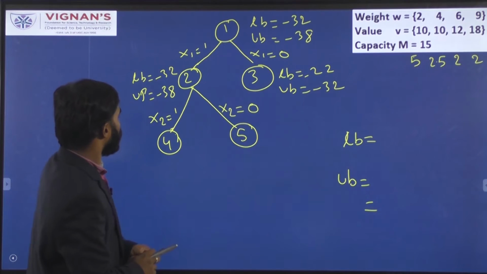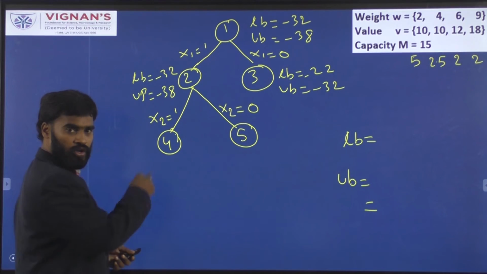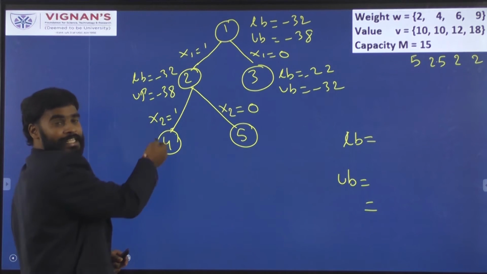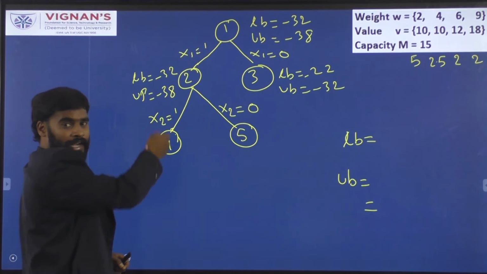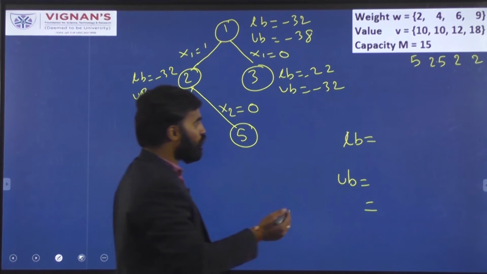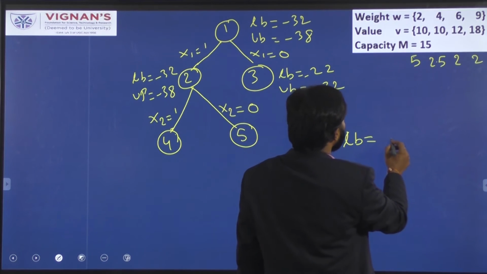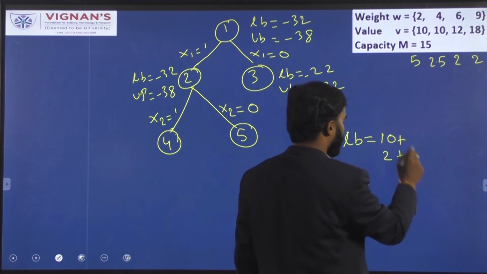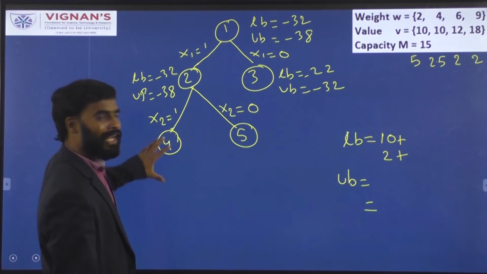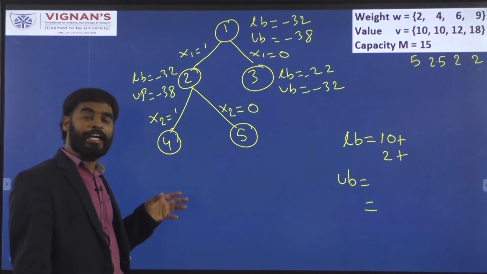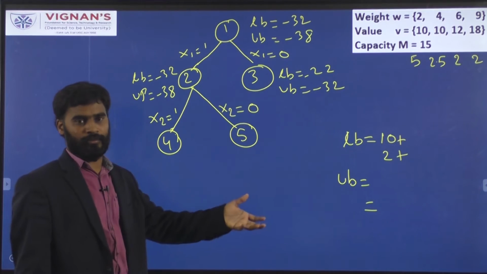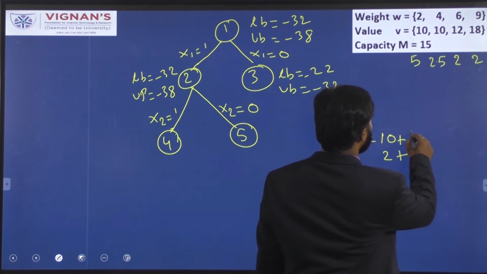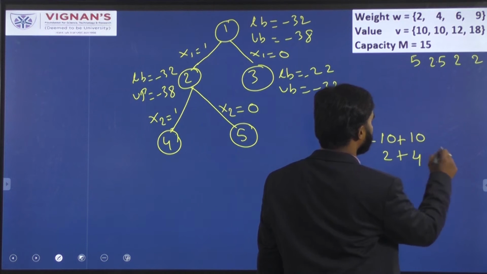So now you are at node 4. This is the path from 1 to 4. In this path you already included item 1, whose value is 10 and weight is 2. Now let's calculate lower bound and upper bound if we include item 2 and if we don't include item 2. Let's include item 2, whose value is 10 and weight is 4.